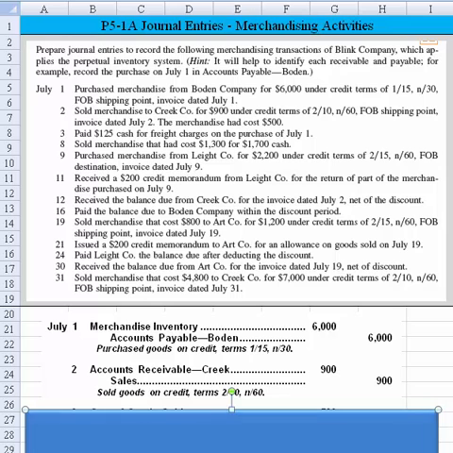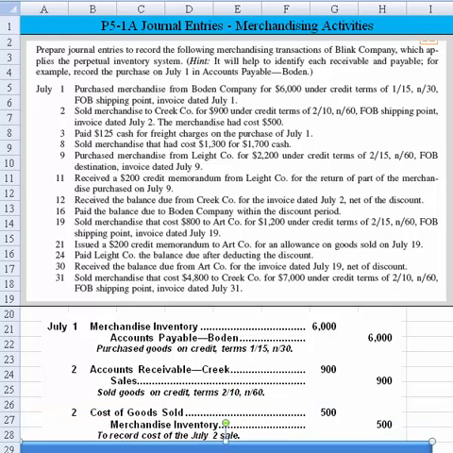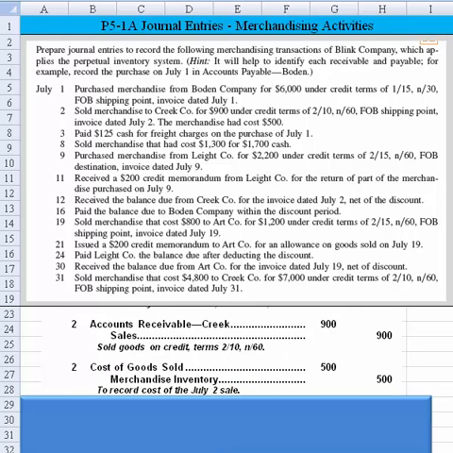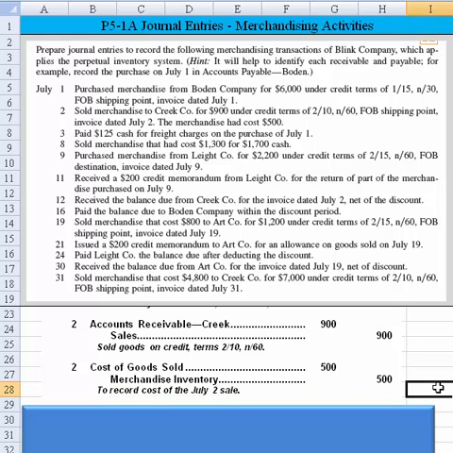But I think we have more entries involved on this one. Let me slide up a little bit so you can see it. Okay, so now we'll pay attention to the second half of this entry, where we have to record the cost of goods sold, and they tell us the cost was $500. So we debit cost of goods sold and remove it from inventory with a credit.